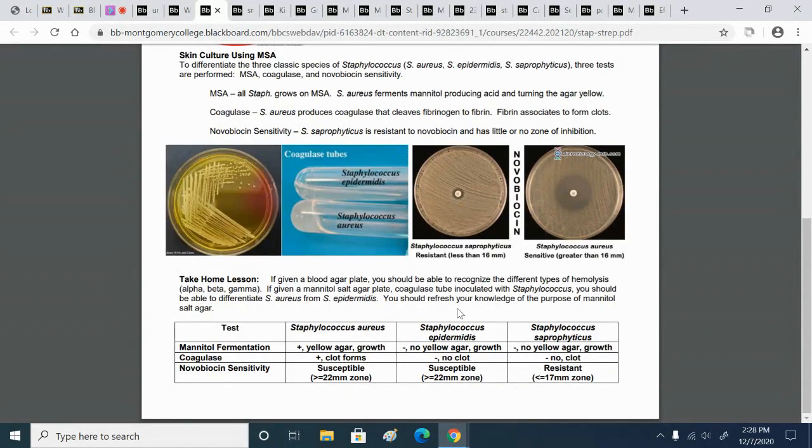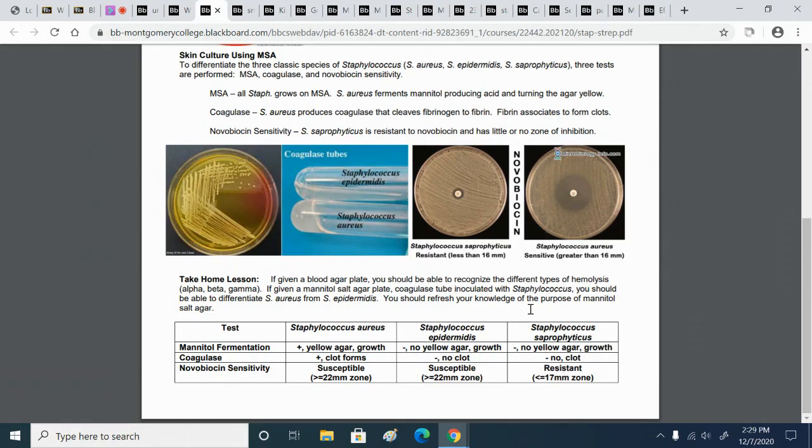But you should be able to identify the type of staph using these 3 test results. And so you need to know the results of this table. Remember, we said it's actually easy to remember because you only need to remember 3 out of the 9 results in that table. You need to remember that Staph aureus is positive for mannitol fermentation. Staph aureus is positive for coagulase, and saprophyticus is resistant to novobiocin. So all the other test results are the opposite of those 3.